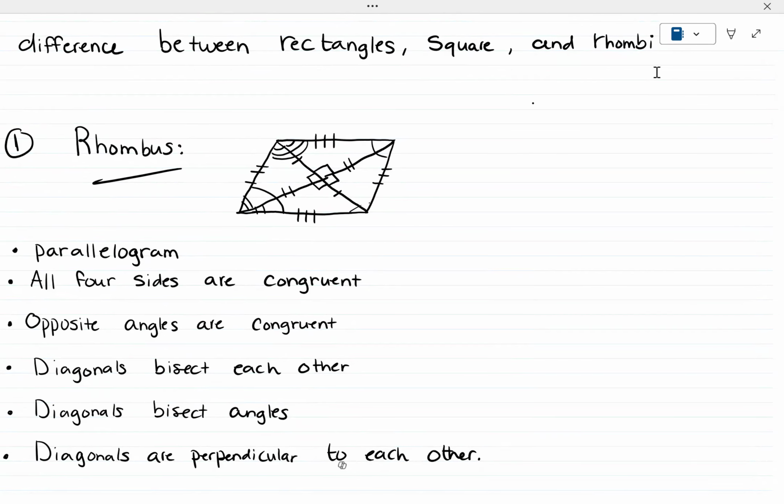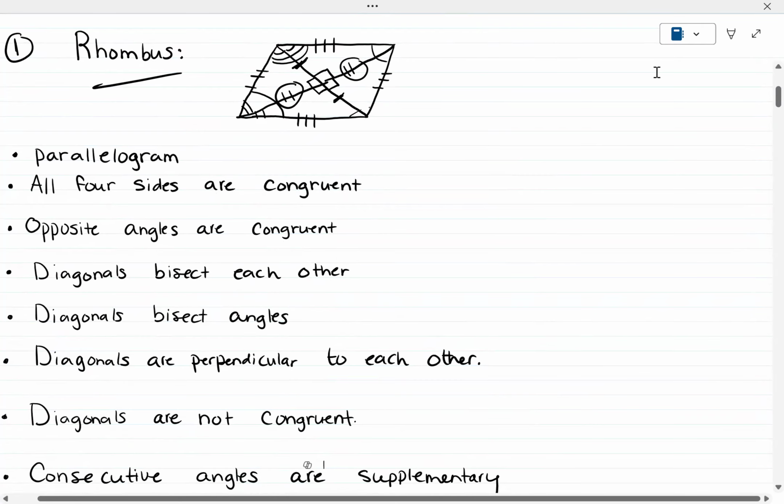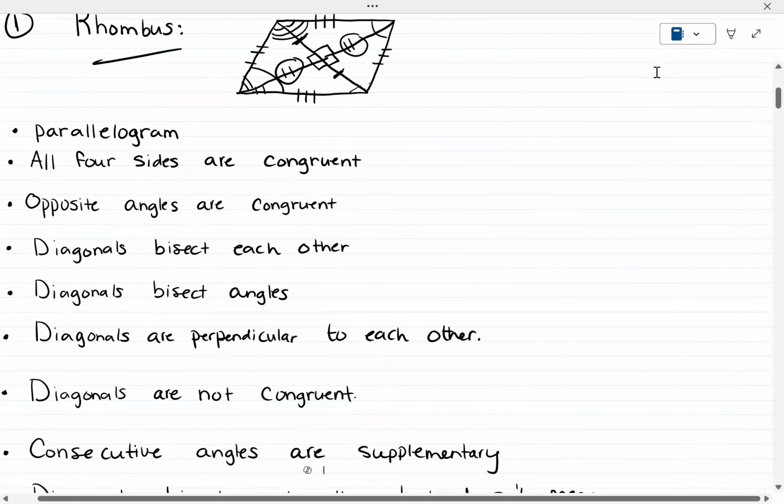So let's review a rhombus. A rhombus is a parallelogram, and all sides are the same. Opposite angles are congruent. So this angle is congruent with this one, and this angle is congruent with this one. The diagonals aren't congruent to each other, but their angles form 90 degrees. That's something you need to know. Diagonals are not congruent. We just went over that.